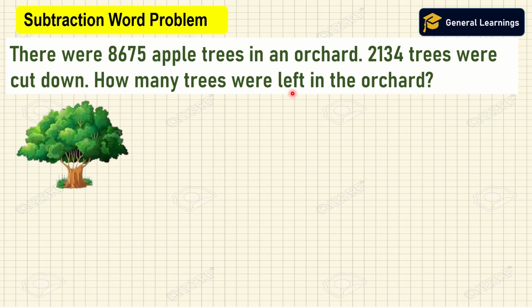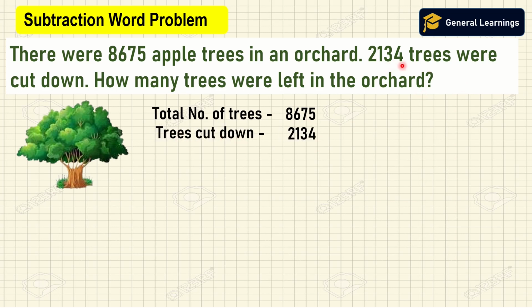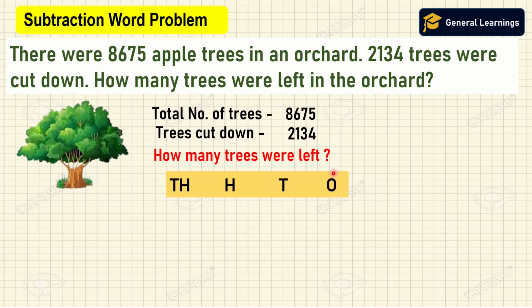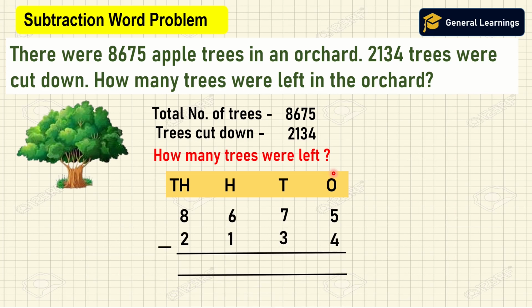So first we need to write the statement. The total number of trees was 8,675. In that, trees were cut down as 2,134. So what are we going to find out? We are going to find out how many trees were left. For that we are going to do subtraction. First we need to write the two numbers vertically under appropriate columns according to their place values.